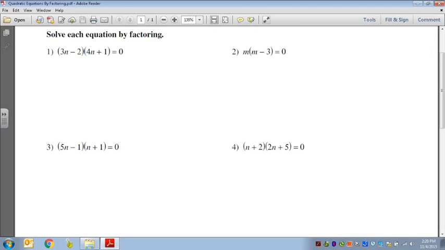Now notice how on number 1 there's two different n's. There's 3n and then there's 4n. On number 2 there's m and then another m and m. And then there's multiple variables in here. And what we do is we factor to separate all of the variables out. Then we set each of them equal to 0 to solve each variable separately.